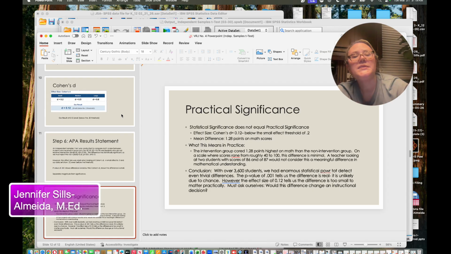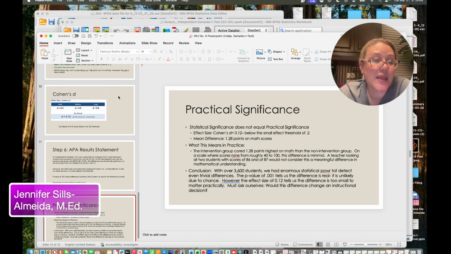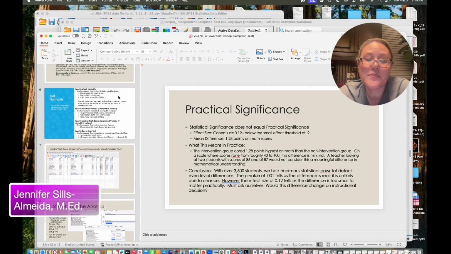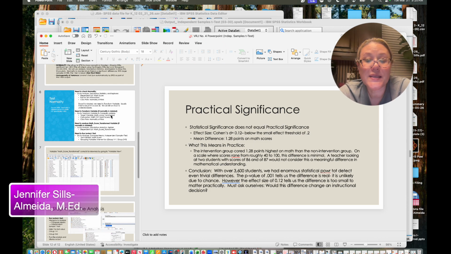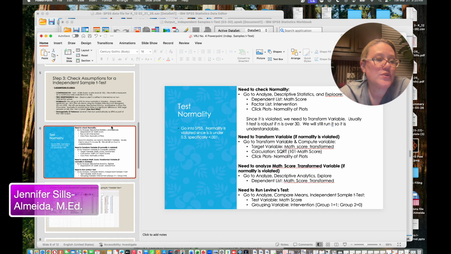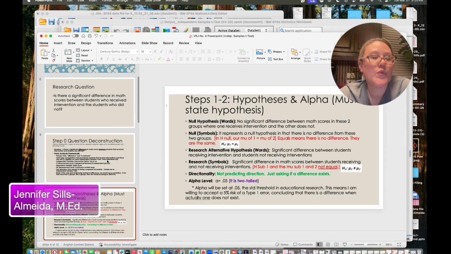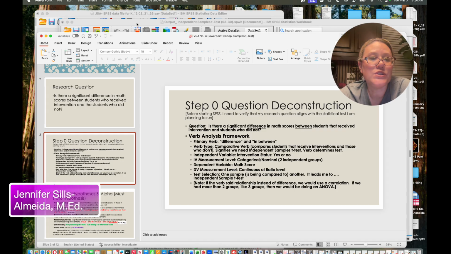In this testing, we had over 3,600 students. Our p-value of 0.001 tells us the difference is real and unlikely due to chance. However, the effect size of 0.12, because the scores were only 1.28 apart between intervention and no intervention, is too small. So what kind of instructional decisions would we make? That's something an educator would have to think about. We could do the intervention, but it wouldn't make a huge difference.